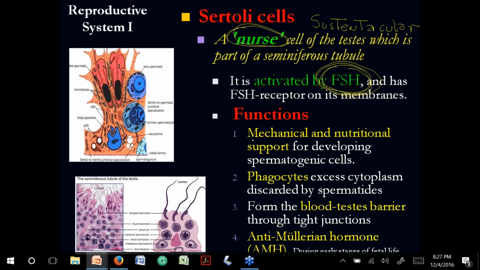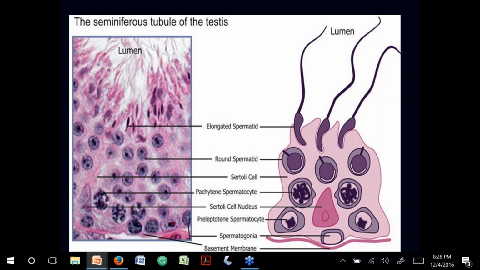There are many, many functions of the Sertoli cells. Number one, mechanical and nutritional support. They are going to perform phagocytosis of all the cytoplasm that is discarded by the spermatids, form the blood-testis barrier, and secrete the anti-Mullerian hormone, which is secreted at about 7 weeks of gestation. That is going to produce the degeneration of the female reproductive portion, and is going to develop the male reproductive portion. So this is a Sertoli cell.